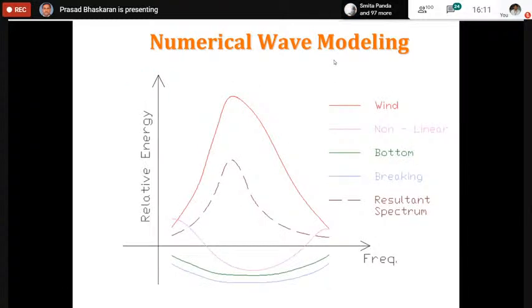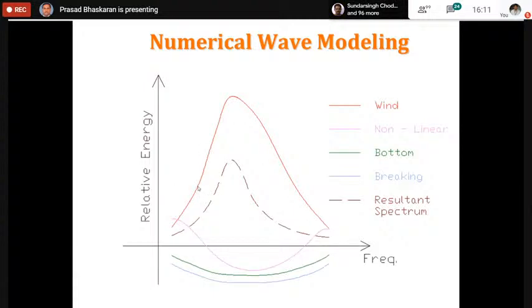Now, the spectrum, if I take a standard spectrum like a Gaussian distribution or a normal distribution, the shape of that looks like a bell. So this is how the spectrum looks like. The red color basically shows the wind actually. The wind is basically giving the energy distribution like this.